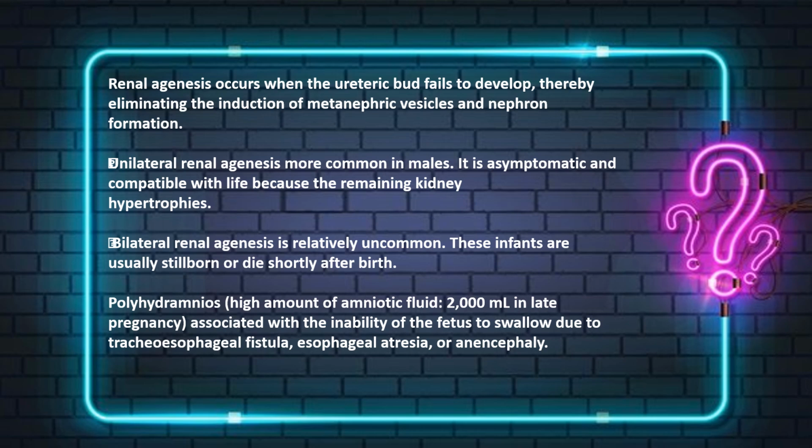Now coming to polyhydramnios. Polyhydramnios is the high amount of amniotic fluid, that is 2000 ml in the late pregnancy. It is associated with the inability of fetus to swallow due to tracheoesophageal fistula, esophageal atresia or anencephaly.